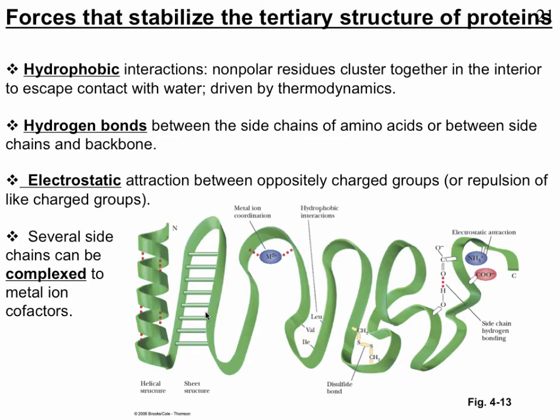You can also have hydrogen bonding between the side chains of amino acids as well as between side chains and the backbone. That's also an important driver. Still not as important as the hydrophobic interactions. And then also electrostatic interactions between oppositely charged groups, as well as repulsion of like-charged groups. And then sometimes you can also have binding of the protein to metal ion cofactors or to prosthetic groups, and this also helps it fold into the right conformation.